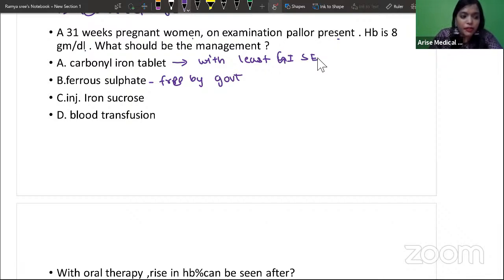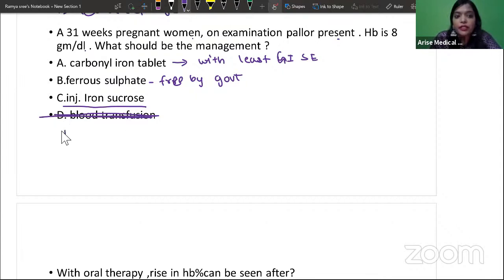Right now I see many of you having different answers. Okay, I would like to ask Ammu Durga. Why is it C, Ammu Durga? Ammu, do you have any reason why you went for C? Injection iron sucrose. So it's a parenteral. I think the first answer I can rule out is blood transfusion. Let's not do blood transfusion at all, because hemoglobin 8 is moderate anemia, not an indication for blood transfusion.